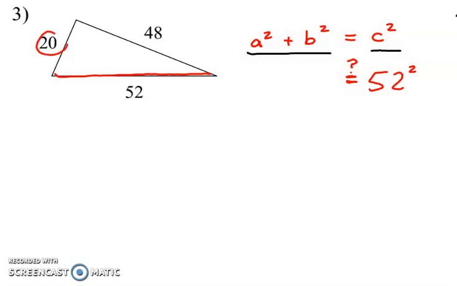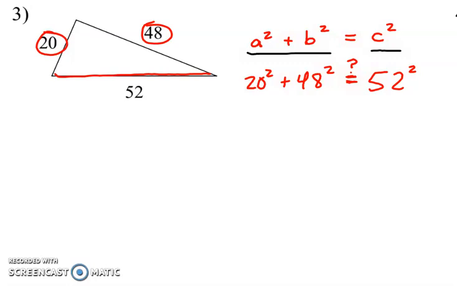So now the other two sides, 20 and 48, will be the A and the B. So I'll put 20 here and square it, and then 48 here and square it. And those could have been flipped around. It could have been 48 squared plus 20 squared. It doesn't really matter. We're going to add those two values together. So now it's just a matter of doing some work to simplify that.